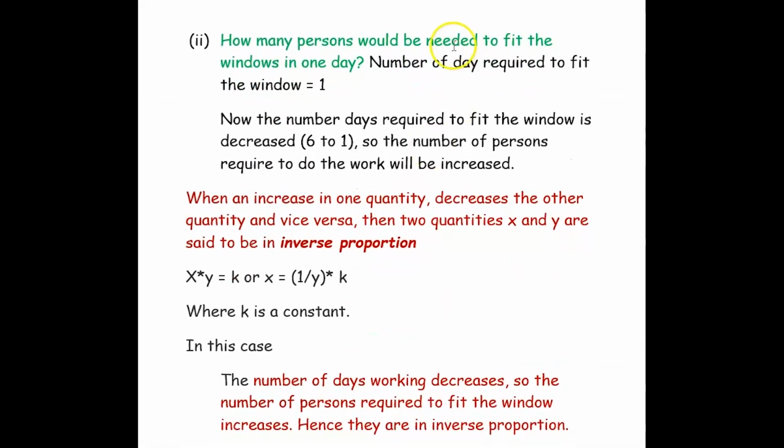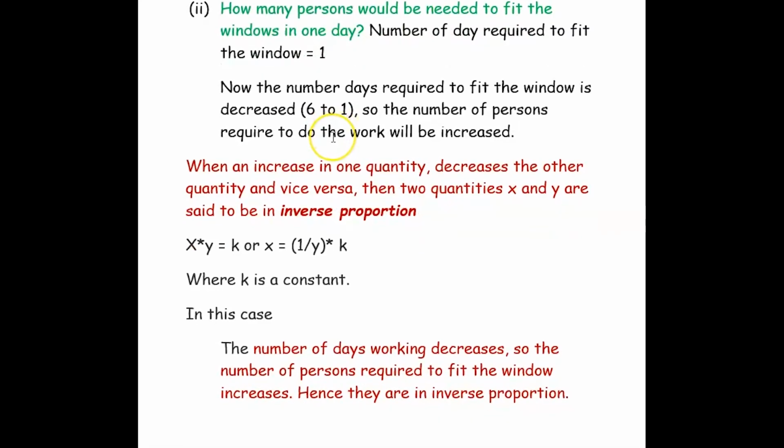Next question, how many persons would be needed to fit the window in 1 day? So what do we know? If 1 person works, he takes 6 days to fit a window. So if here the number of days is 1, how many persons will be required? More persons will be required to complete the work. So it is an inverse proportion.